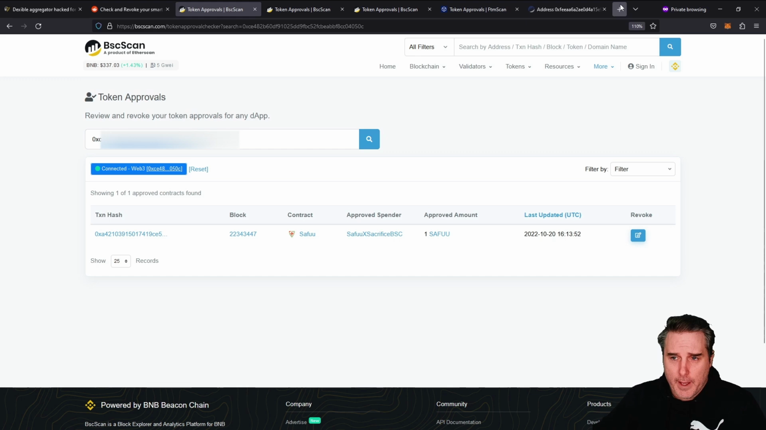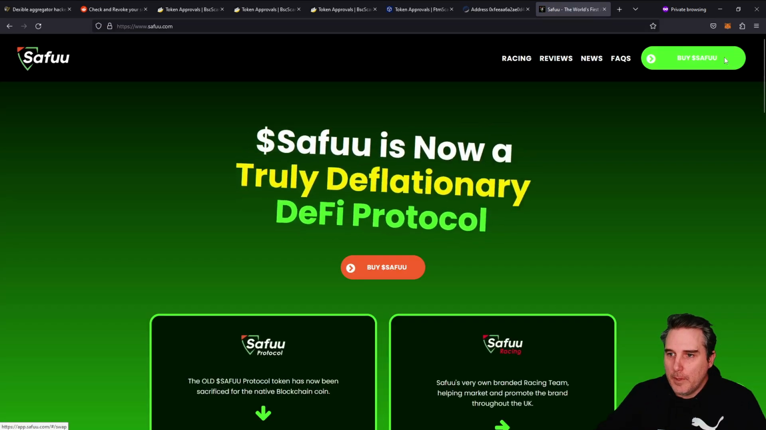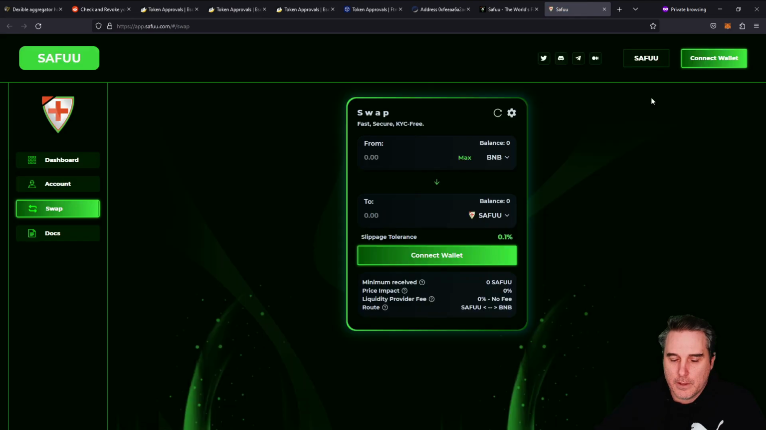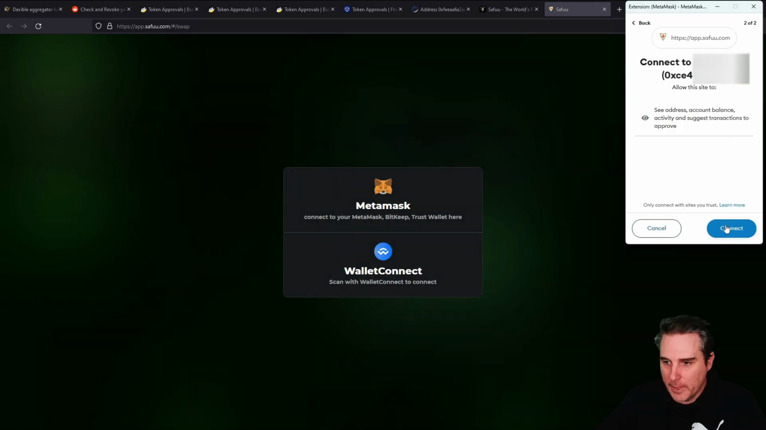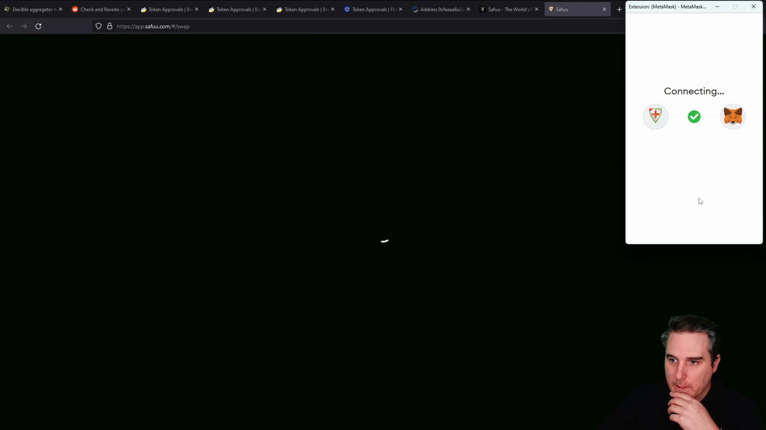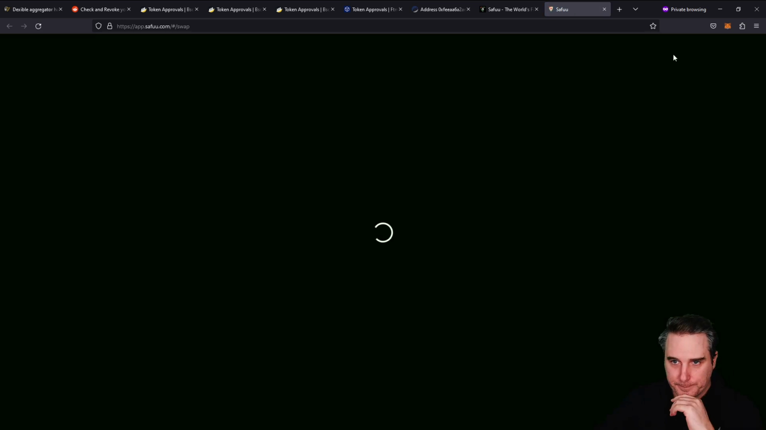Yeah, the last tip I have here is, if I use the example of Sifu.com, I'm going to pretend that I'm going to connect to this dApp to buy. So if I connect my wallet, MetaMask again, I'm going to connect on that one. Again, I'm going to read this, HTTPS, good, app.sifu.com, good, connecting.